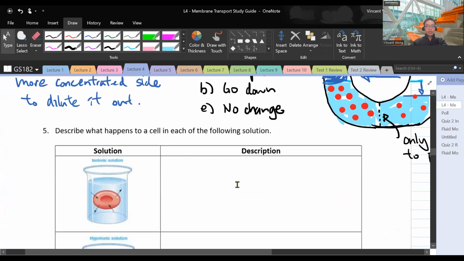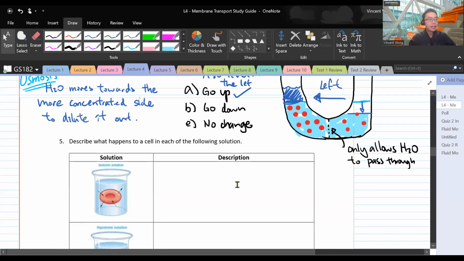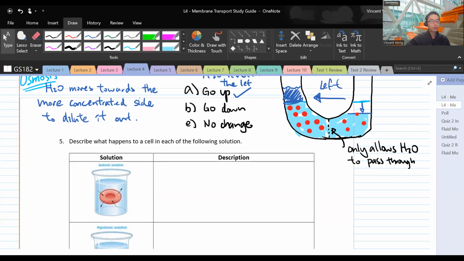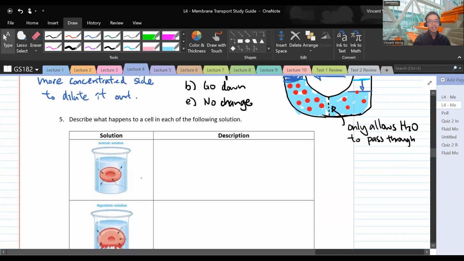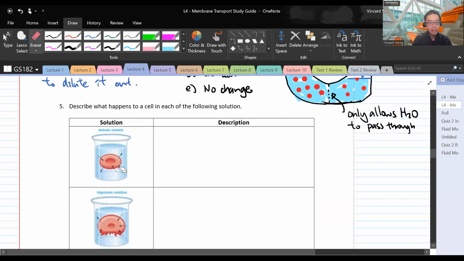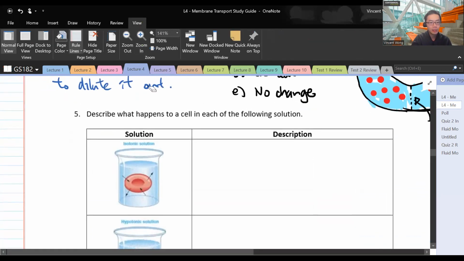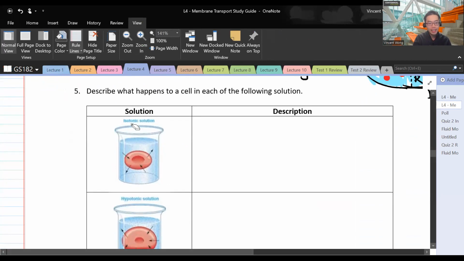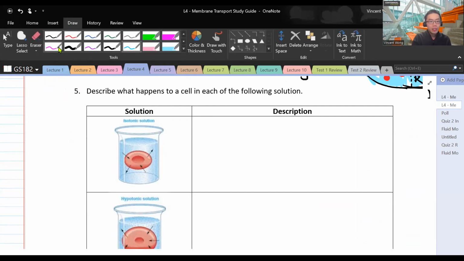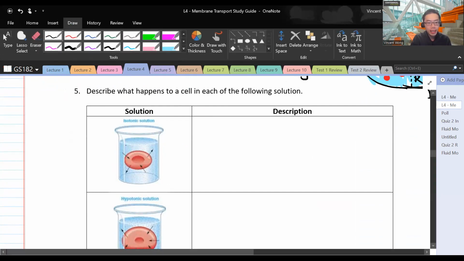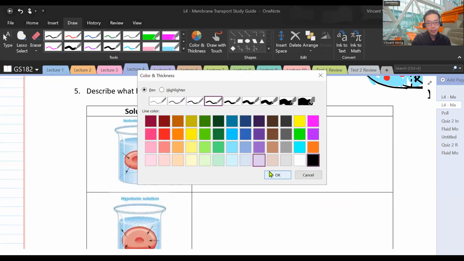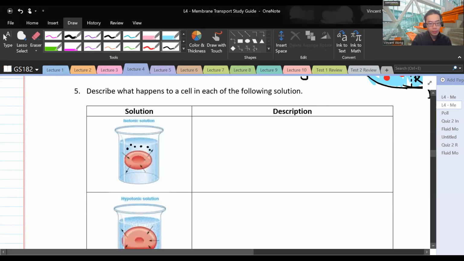Next, describe what happens to a cell in each of the following solutions. All right, so we have three things going on here. We're placing an animal cell in a solution, and the solution is either isotonic, hypertonic, or hypotonic. So the first case here is isotonic, and if you cannot see the dots clearly, maybe I can emphasize that for you. In this case, the concentration of the solute, the black dots, right, which was the red dot previously in the U-shaped tube.